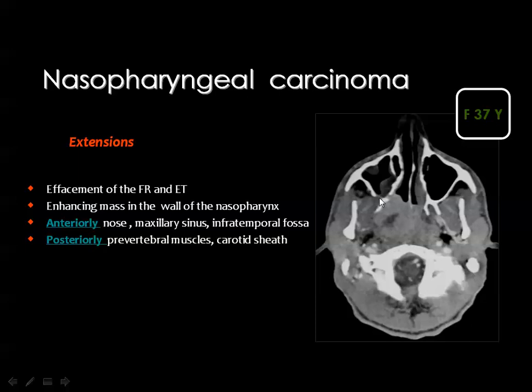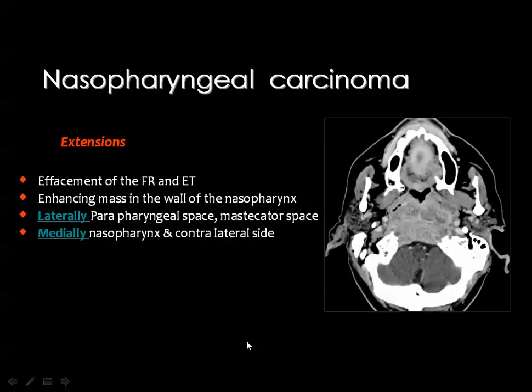this fat has been obliterated. Posteriorly, the tumor will invade the prevertebral muscles, and it may also erode the bone and extend inside the spinal canal. And here you remember the carotid sheath. The tumor may involve the carotid sheath encasing the vessels.